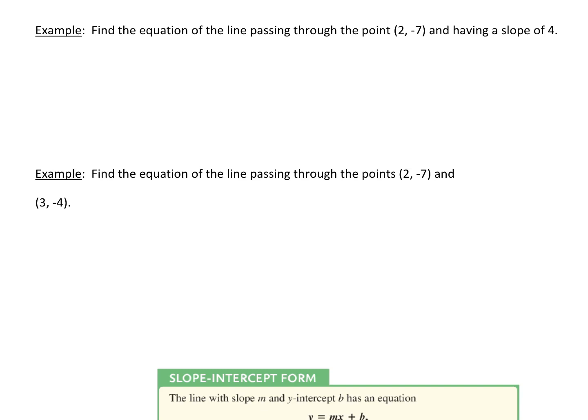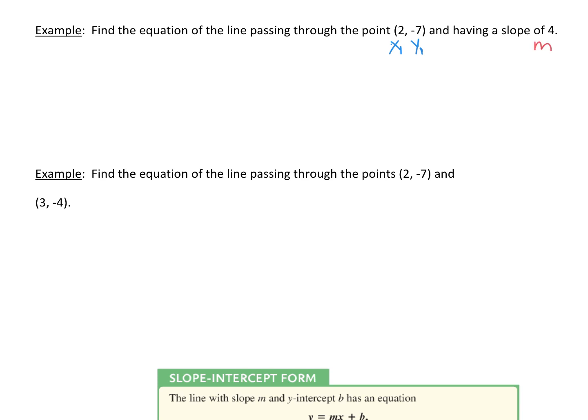Find an equation, it gives you a point and a slope. So obviously you should use point-slope form. If I gave you the slope and the y-intercept, you should use slope-intercept form. But that's not what you're given here. So this is your x1, y1, and your slope, m, is 4.